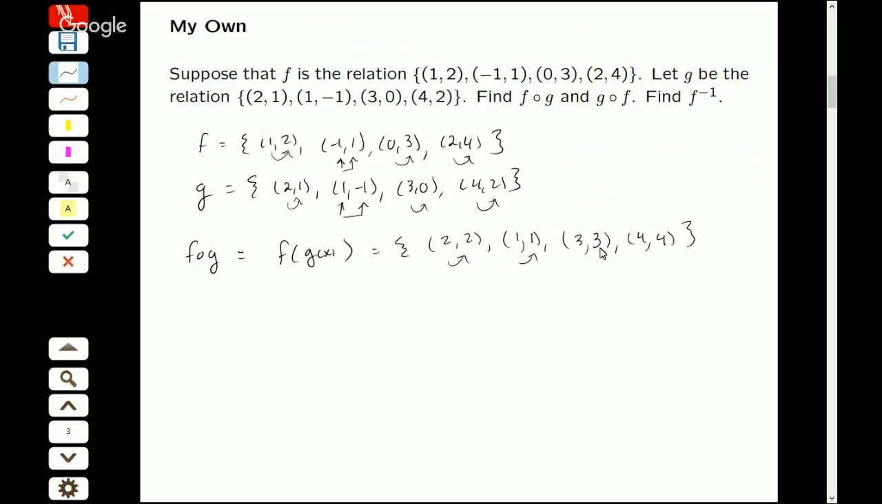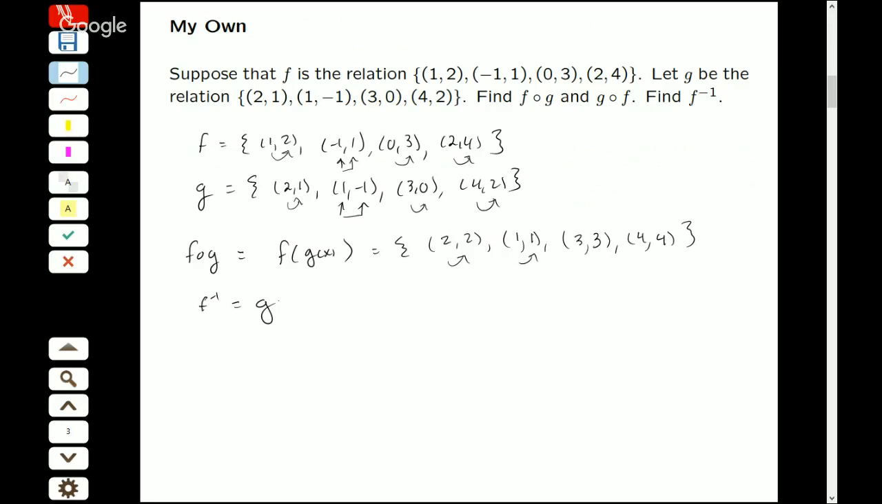This is the same function as the identity function. It gives back the same thing you plug in. You put in an apple, it gives you an apple. You put in an orange, it gives you an orange. It's an identity function. Doesn't change anything. So that is telling you that f inverse is the same thing as g.